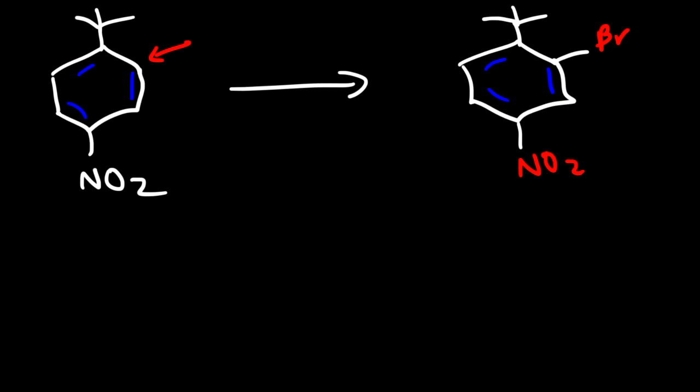Now the NO2 group is a meta-directing group, so it can direct the Br to the same position. Therefore, we can get this product in good yield.